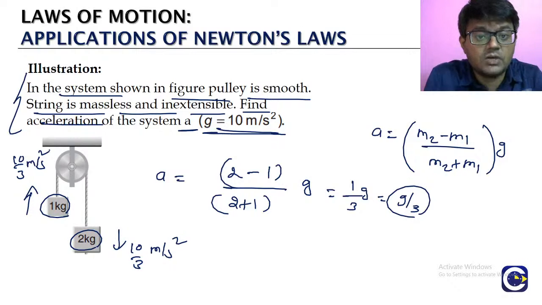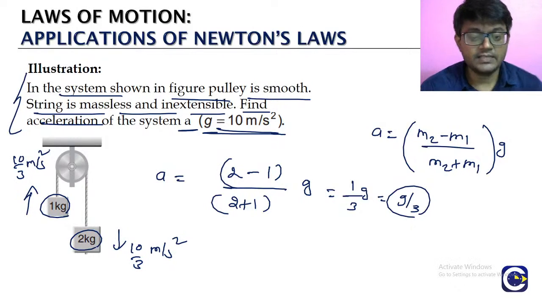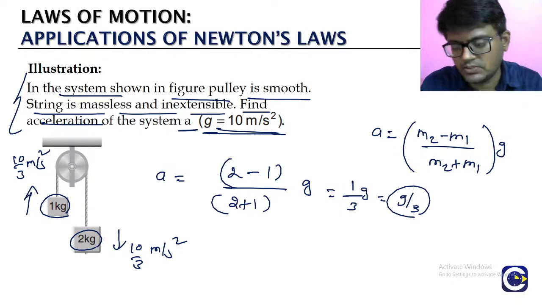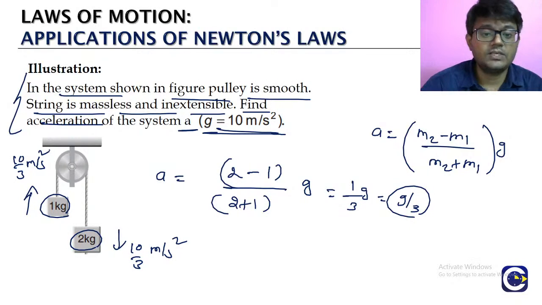So acceleration across the pulley, like that we will say. Acceleration across the pulley will be what? The heavier mass, the right side is heavier, means we will do right side mass minus left side mass. Heavier mass minus the other side mass divided by total mass on both sides, M2 plus M1, into G. So this is how we will get the acceleration of the system.